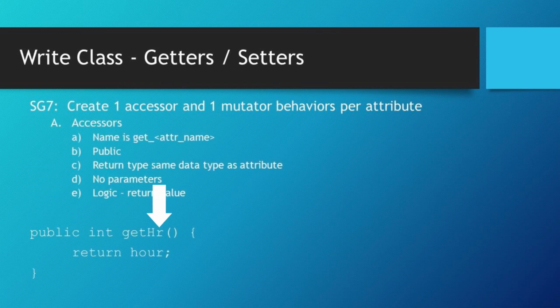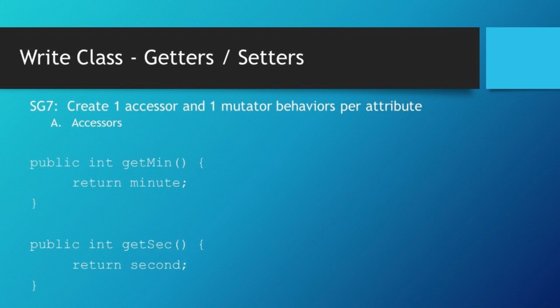Let's start with hour. The name will be getHR. Note the camel case so we can distinguish between the get and the attribute that we are getting. It is public. The return type is the same type as the attribute. We declared hour as an integer, so this method will return an integer. There are no parameters, and the logic is to simply return the value of the instance attribute, hour. Here we have created the next 2, for getMin and getSec.